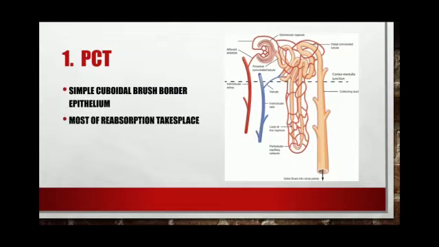The most important thing is that most of the reabsorption takes place in this proximal convoluted tubule. Nearly 70 to 80% of the water is reabsorbed, all the glucose is reabsorbed, and the majority of the electrolytes are reabsorbed in this segment. And it is helpful in maintaining the pH and ionic balance in the body fluids.